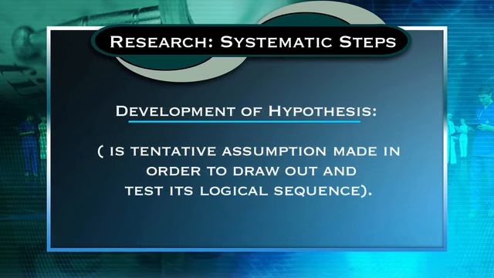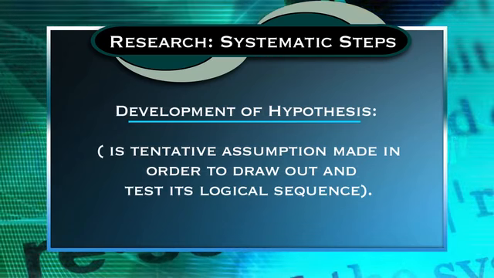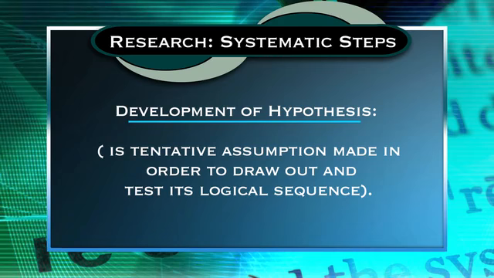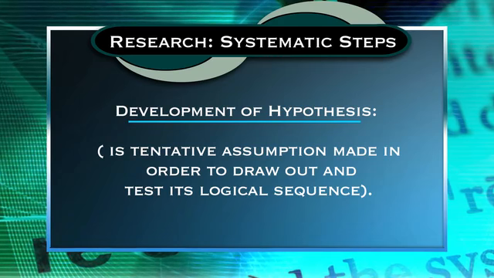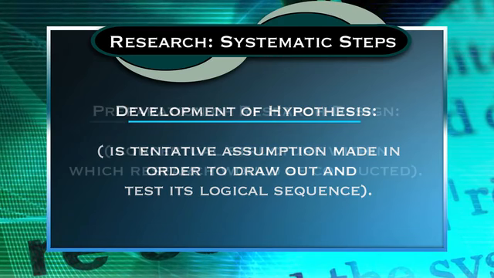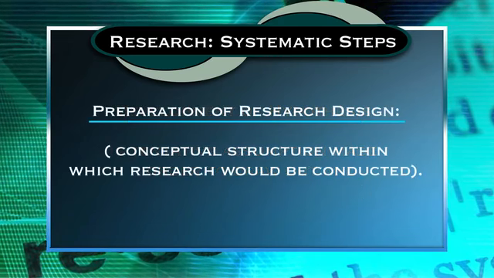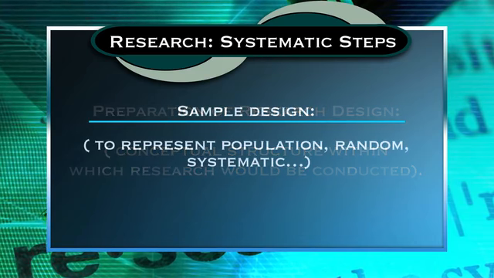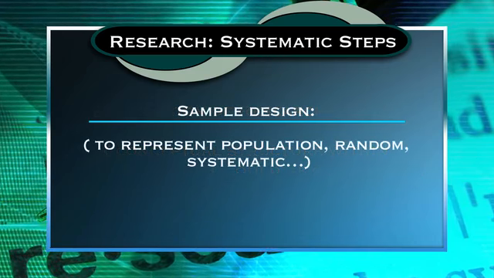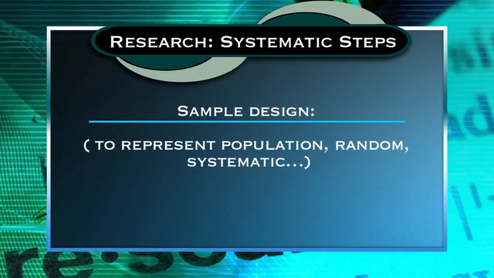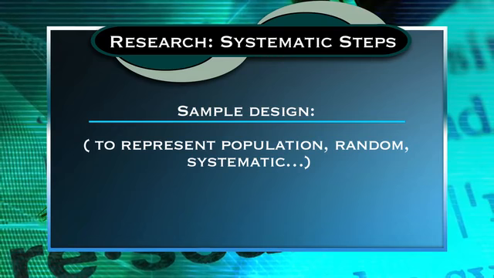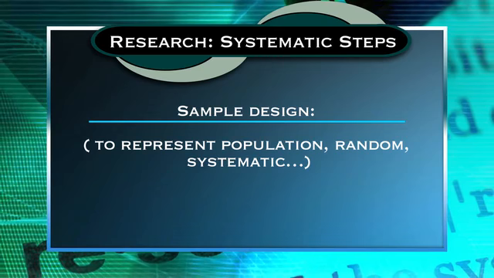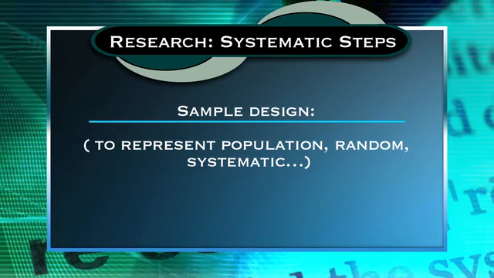And the third step is development of hypothesis. That is the tentative assumption in order to draw out and to test its logical sequence. Whether the assumption is justified by the research, whether it is positive, whether it is negative, or whether it is a null hypothesis. Then preparation of research design, which is actually a conceptual structure within which research would be conducted. Then sample design. So what is a sample? Sample should possess the representative character of the entire population. And there are different methods of determining a sample. It may be random sampling, systematic sampling, and so on and so forth.